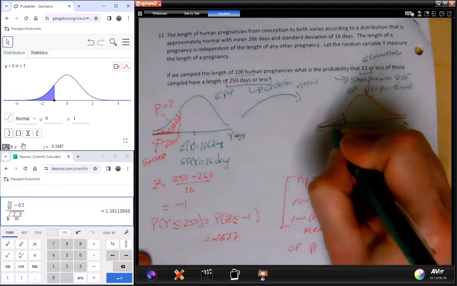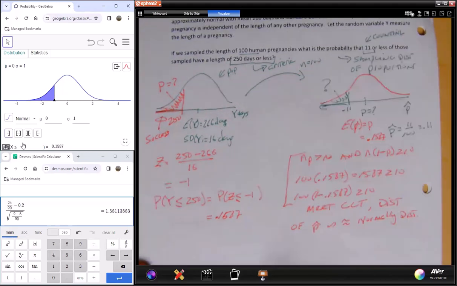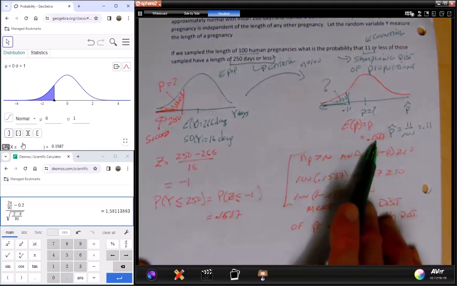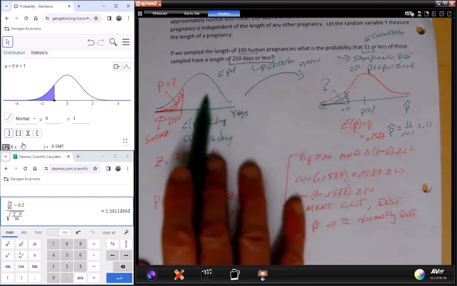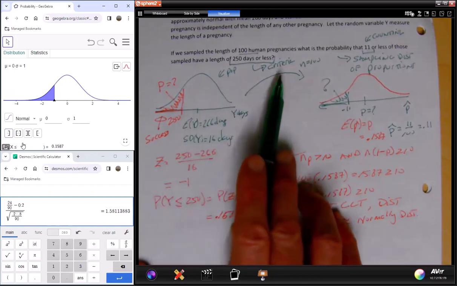What's the chance of this happening? Again, this was not given to us. This meaning the probability of success, the population proportion, was not given to us, but we can get it. Okay. And the way we get it is figure out what our criteria is.